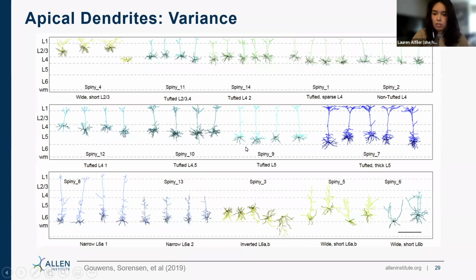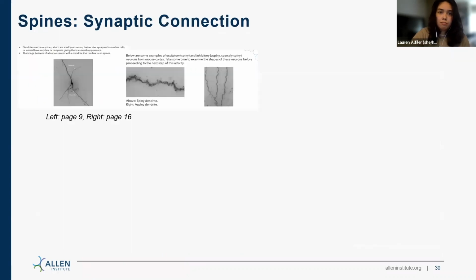Something to know for your students is that the layer 6B apical dendrites are very different. It's quite a way to document how much morphology is changed by soma location across the layers. Now, next we're going to talk about spines. Spines are mentioned in both page 9 and 16 of the lesson plan.